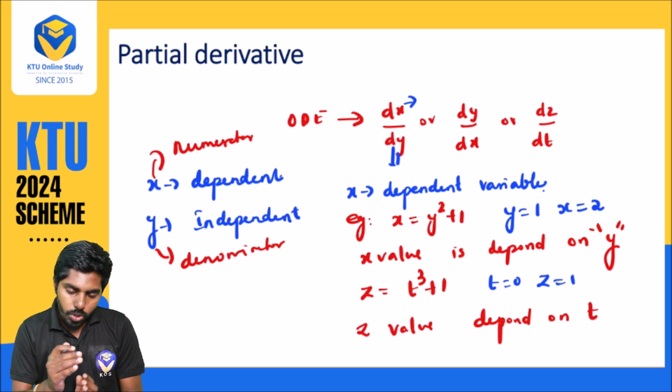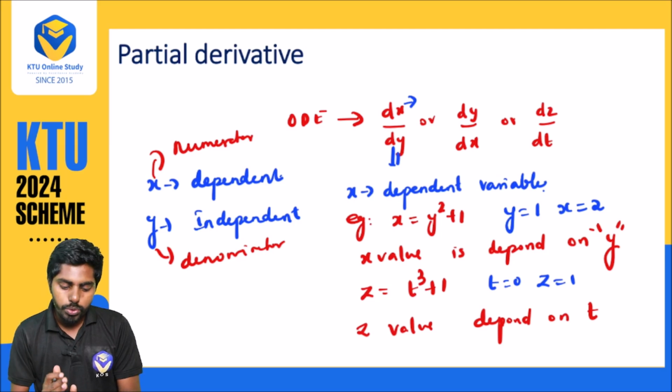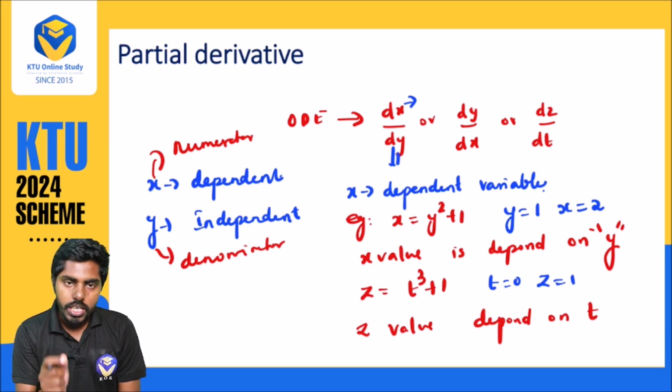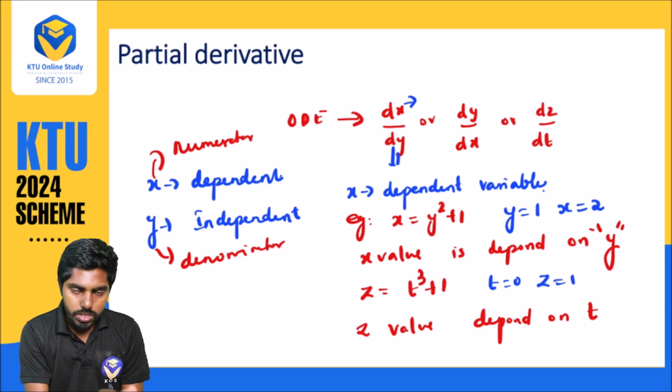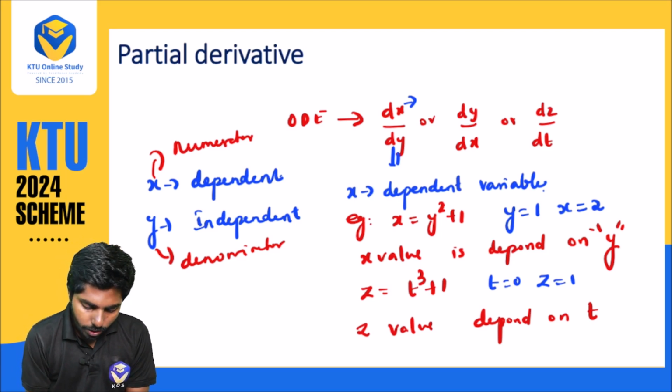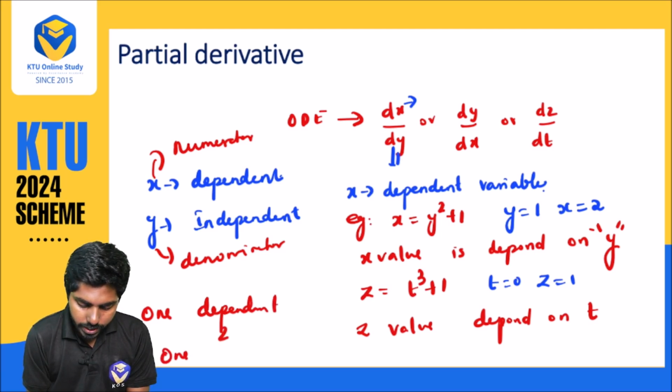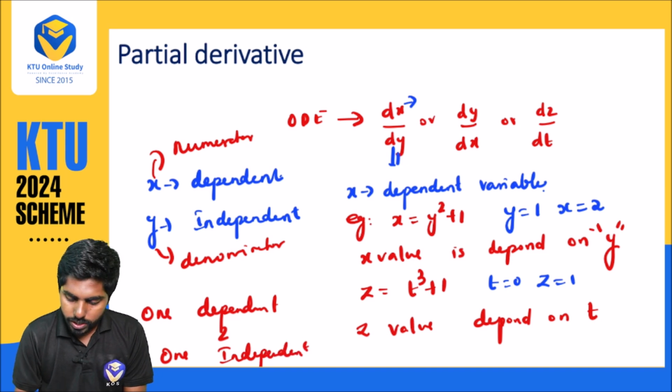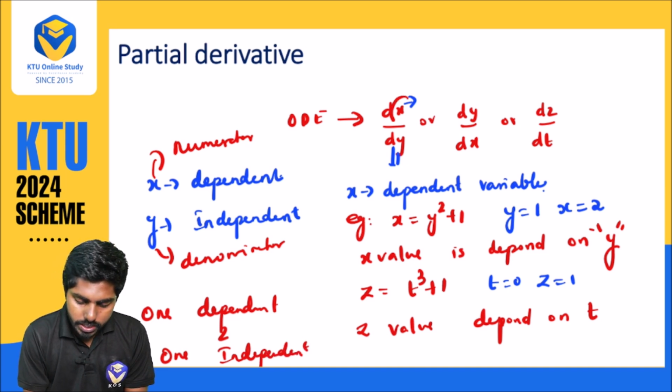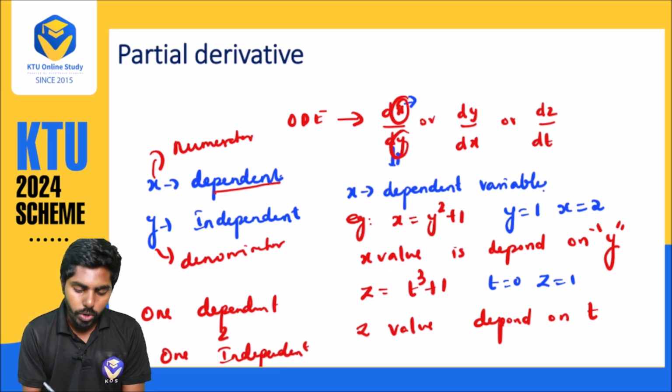So when it comes to ordinary differential equation, you will have a single independent variable and a single dependent variable. You will have one dependent and one independent variable. So when you are seeing dx by dy, x is the dependent variable, and y is the independent variable. That means you have one independent variable and one dependent variable.